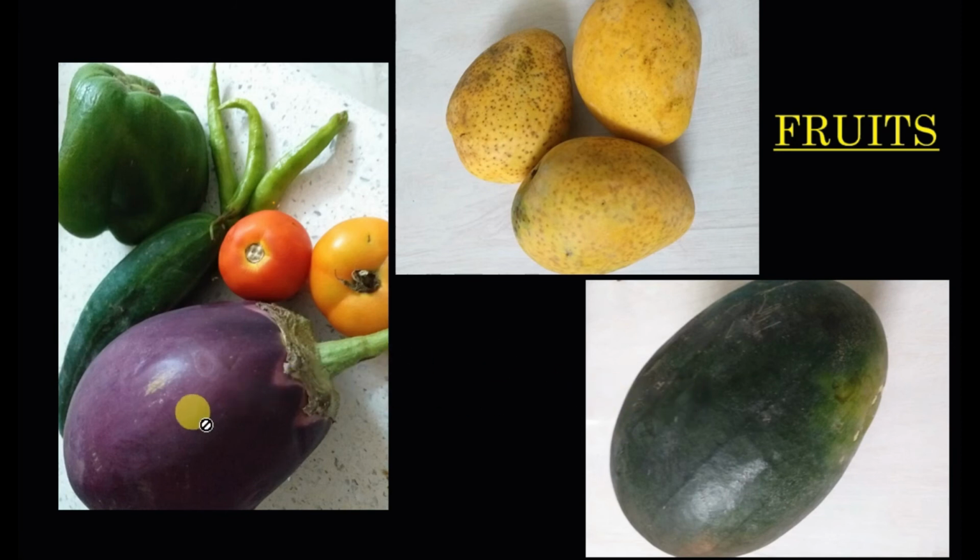So if you cut these fruits, let's say we cut the fruit of brinjal, what would you see? You would see small seeds inside. Seeds have been produced from ovules. Fruit has been produced from ripened ovary. So this is about some of the fruits.